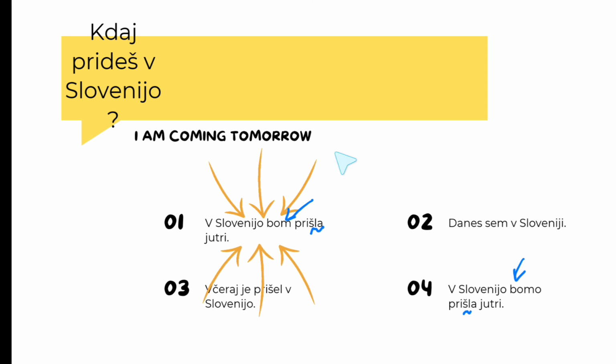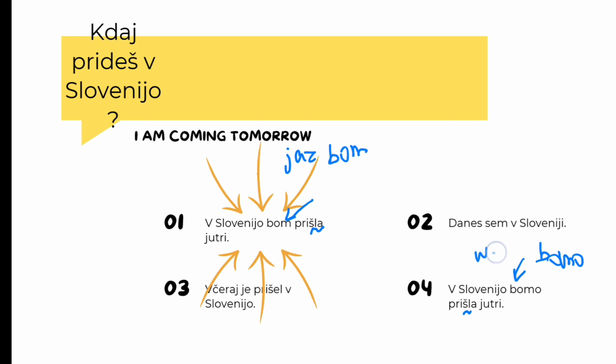Well, look at it closely. "Bom" means I will. "Jaz bom", I will. "Bomo" means we will. And in that case, this sentence isn't even correct. It would have to be "prišli". So this is even wrong, but I did that on purpose.